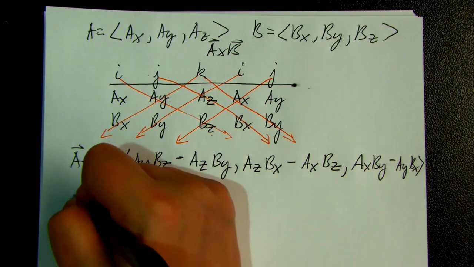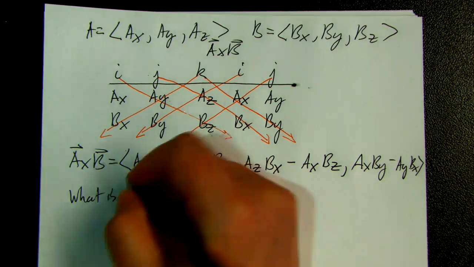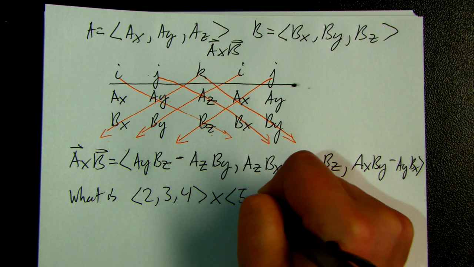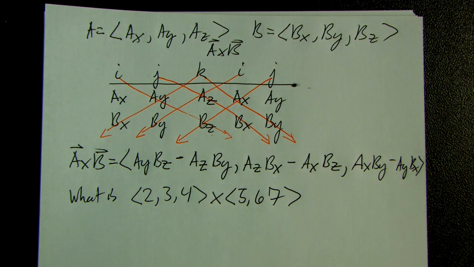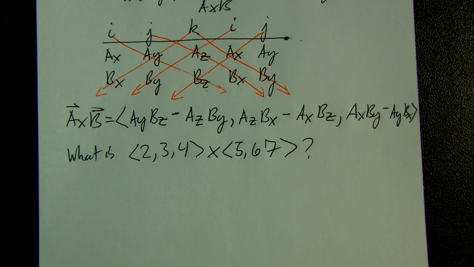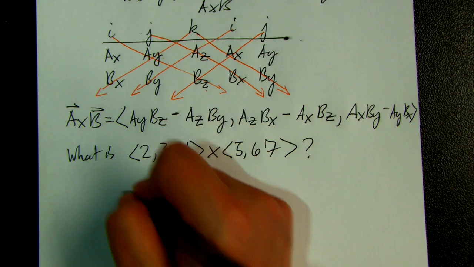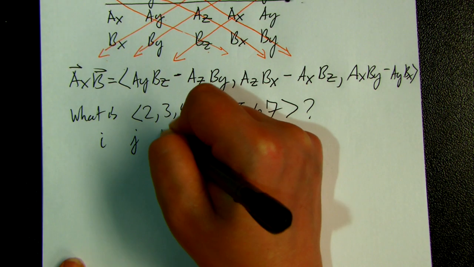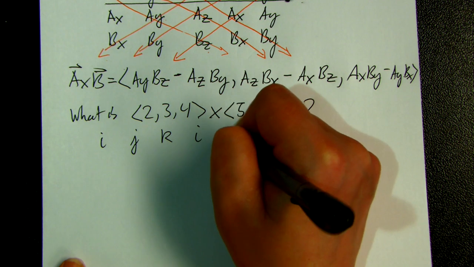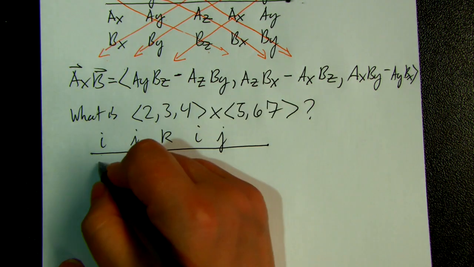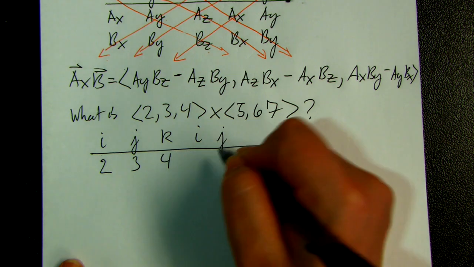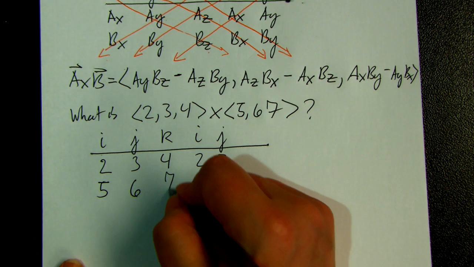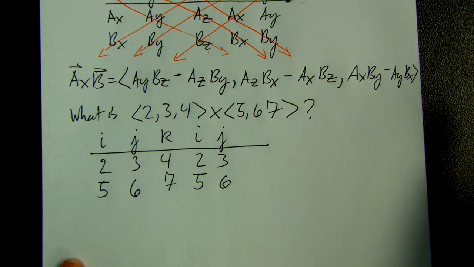Okay, so let's practice. What is 2, 3, 4 crossed with 5, 6, 7? So typically I would let you do this on your own in class and whatever method you want, but well, that's not going to work. So let's do I, J, K, I, J. So we have 2, 3, 4, 2, 3, 5, 6, 7, 5, 6.